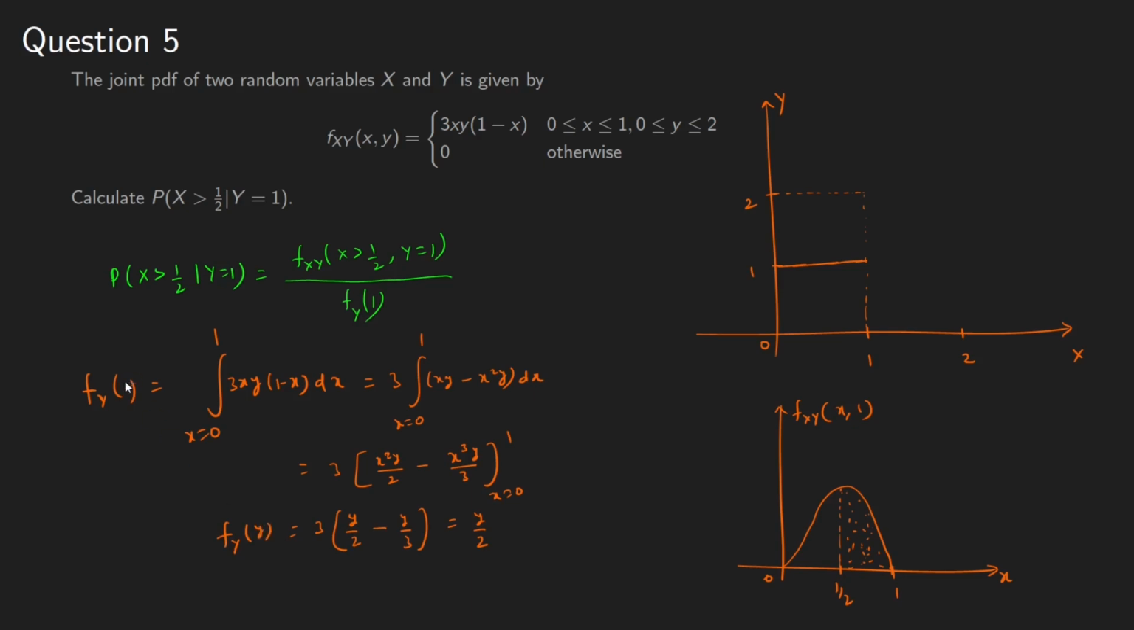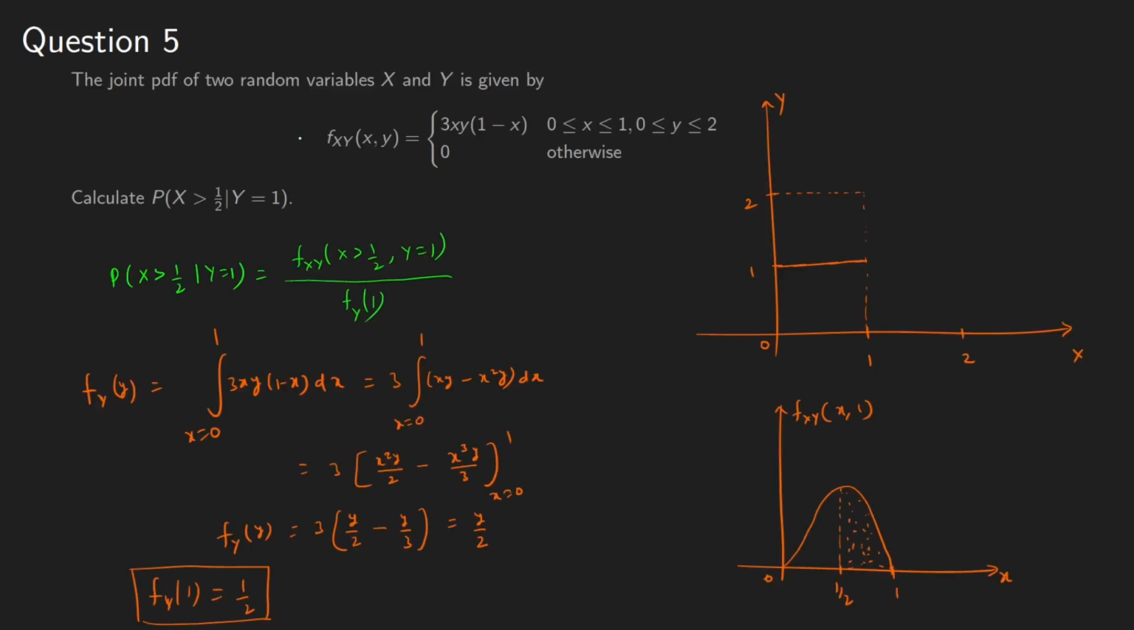Sorry, here we calculated for a general y, and when you put y equals 1, the marginal PDF at that point will be half. So the area of the full region is equal to half. Now we need to find the probability that x is greater than half. So now we will put y equals 1, and we need to integrate from x equals half to x equals 1.